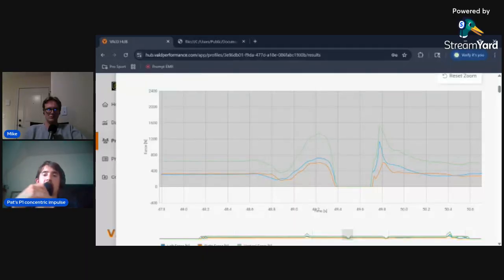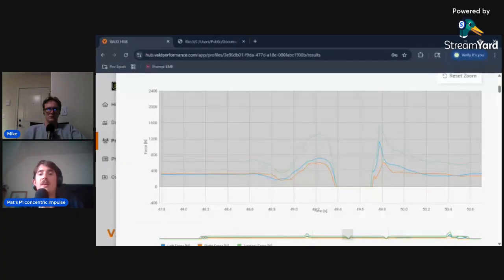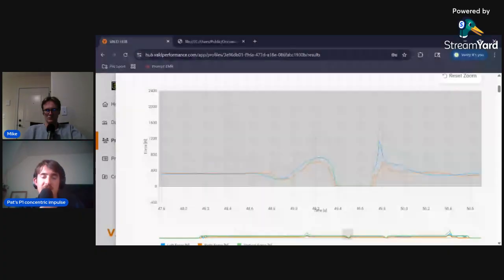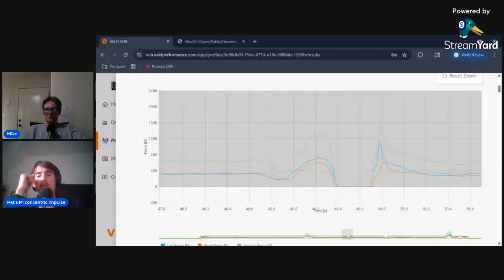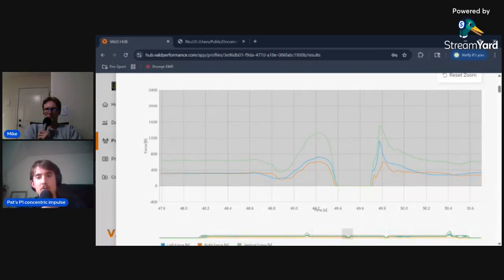So what that looks like in our force trace here is the dipping down. That's going to be the unweighting. And then as that curve goes up, that's that eccentric braking phase. And then all the way until it drops down to nothing is our propulsion phase. And then we have the landing, obviously, on the other side. So for reference, the blue is the left, orange is the right, and her right side is the affected one.